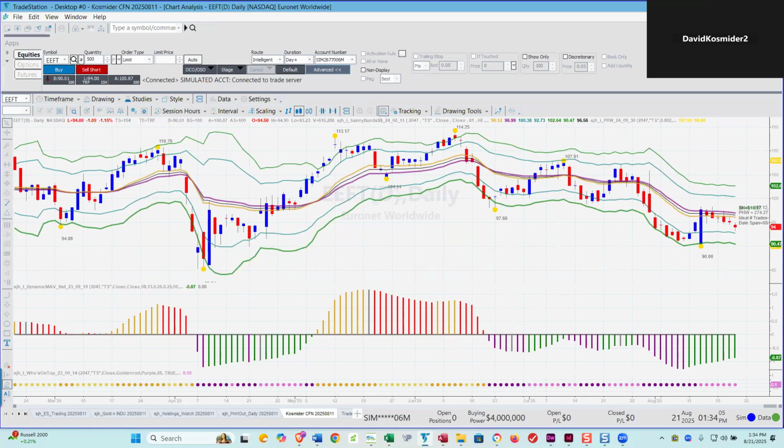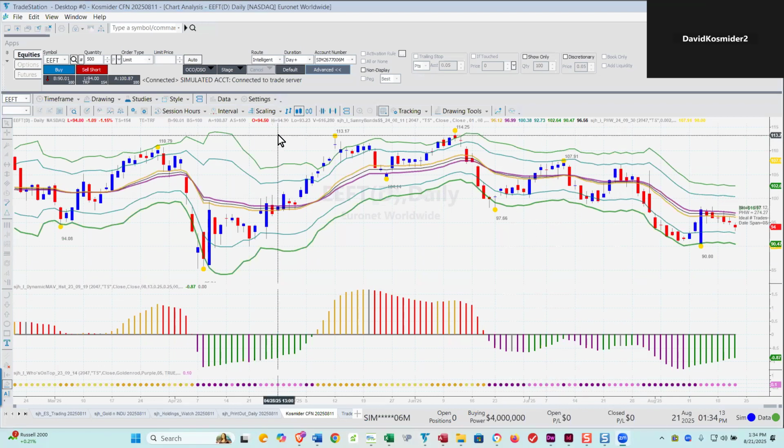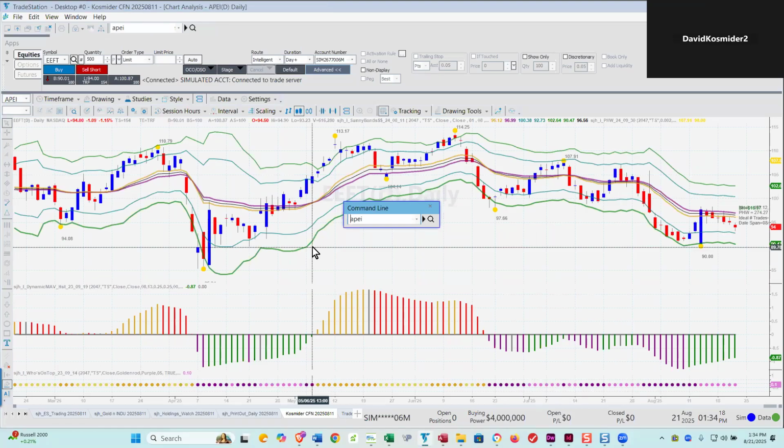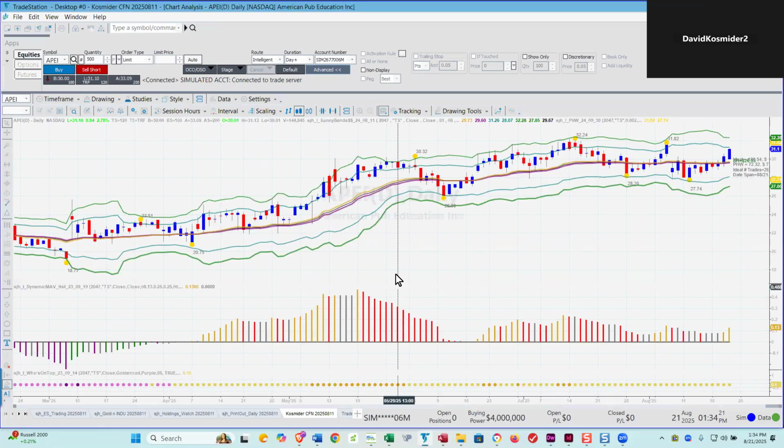So let's have some symbols. Let's see if I can open the chat. APEI. And I analyze everything with my Sunny Bands. I trade the S&P 500 futures contract on a 5-minute chart, and I trade stocks on a daily chart. So this Sunny Bands works on any chart, any symbol, any time frame. It all works the same.